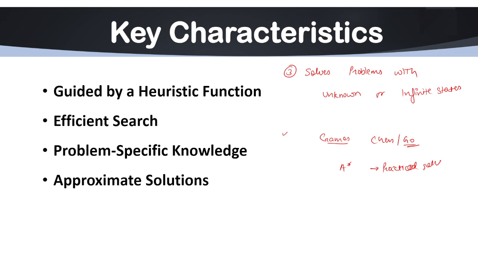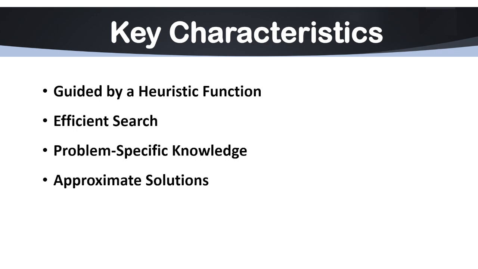The fourth reason for using this technique is balancing speed and accuracy. Heuristic search techniques often trade off some accuracy for faster results, making them ideal for time sensitive or real world applications. For example, a delivery app may prioritize finding a good enough route quickly rather than the absolute optimal route. That is how they balance speed and accuracy.